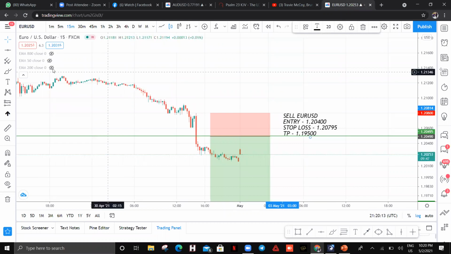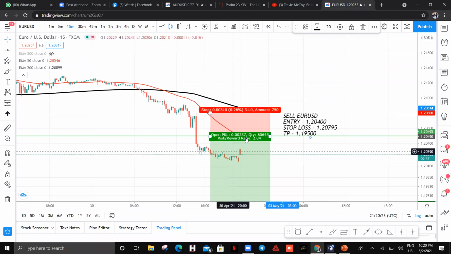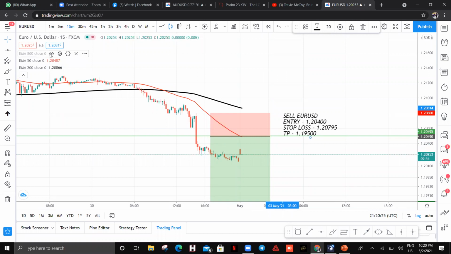So I did not move this. Let's see what happens here. The 200 is still below. The 50 has crossed, which is more indication for the sell. But I would prefer you wait and let's see how price comes back to retest this. Then let's see the 800. You know, 800 is a TP. But remember, this is an uptrend on the normal 4 hours time frame and higher time frame. That's why the 800 is above.